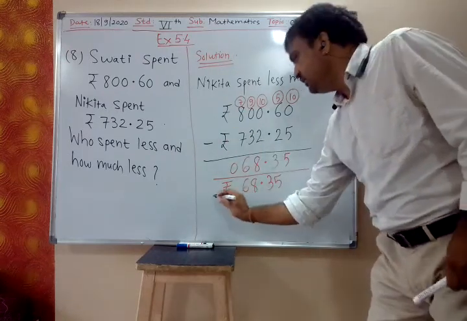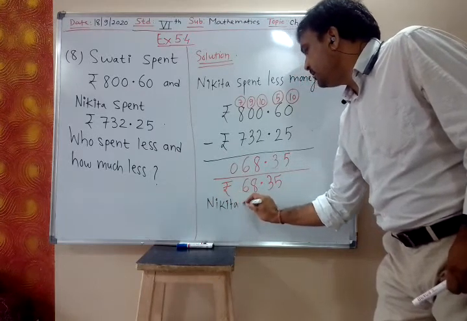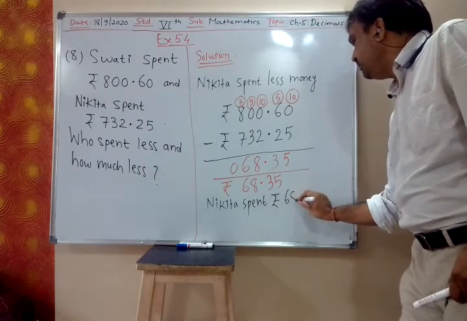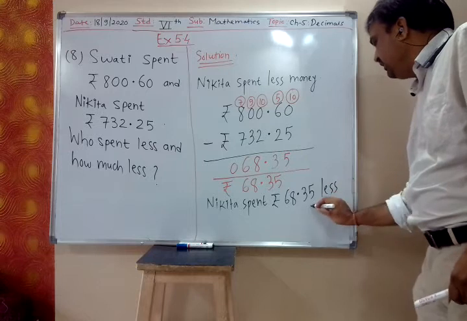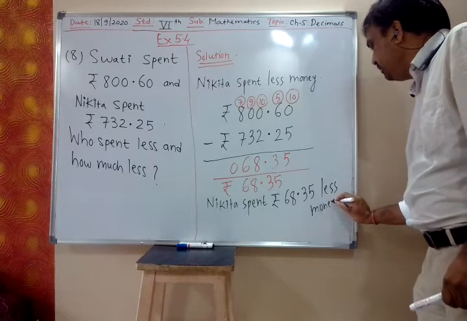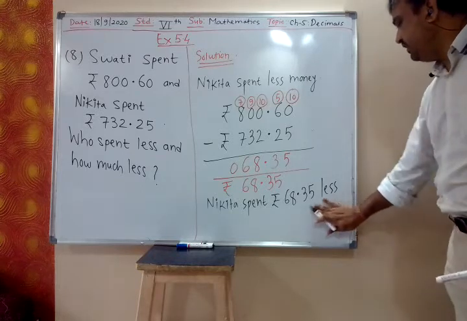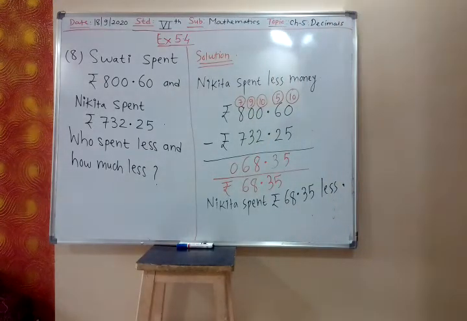By how much less? So we write Nikita spent rupees 68.35 less. So Nikita spent rupees 68.35 less. So by how much means you have to find the difference.